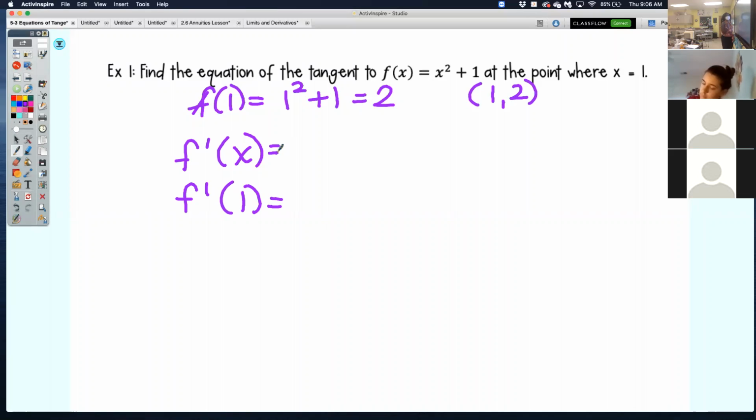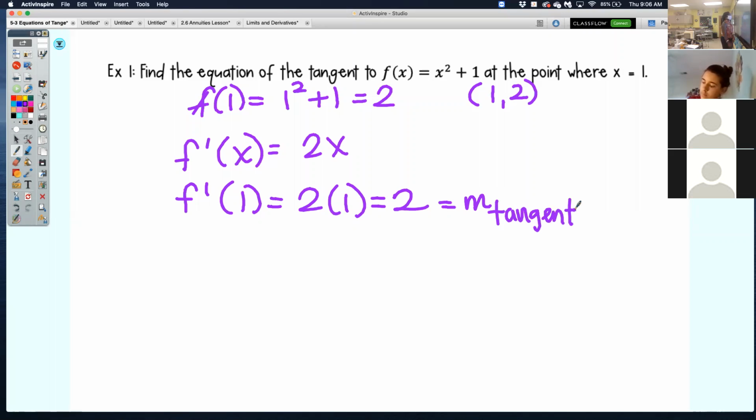So first, what's the derivative of x squared plus 1? And then we'll plug 1 in to actually get the gradient. This is equal to the gradient of the tangent line. So now that I have my gradient and my point, I can write the equation of my tangent line. It is y equals f prime of A, which we already know is 2, times x minus A, which is the x coordinate of the point, which is 1, plus f of A, which is the y coordinate of the point, which is 2.